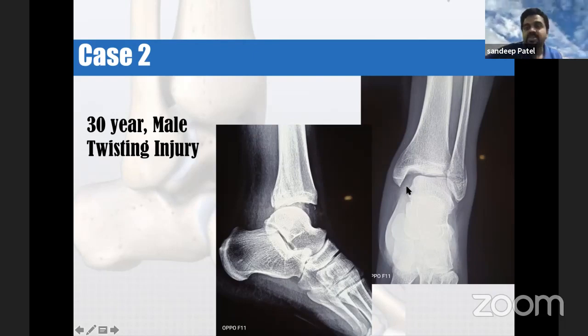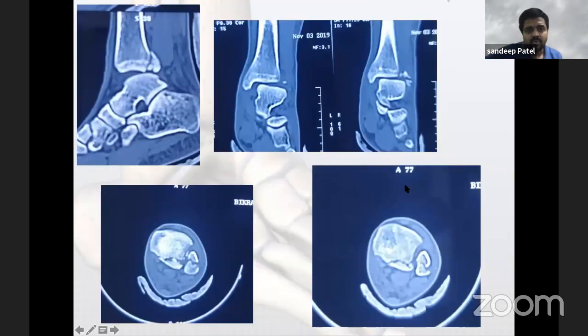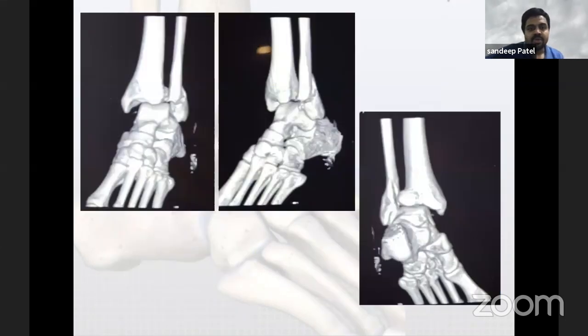This is a supination external rotation injury with a deltoid ligament injury here and the gaping seam. Once we see the CT scan, we know that it has got a posterior malleolus as well. So this is a supination external rotation 4 injury with the complete ankle ring disrupted anteriorly, posteriorly, medially, and laterally. So these are the CT scans, 3-dimensional.